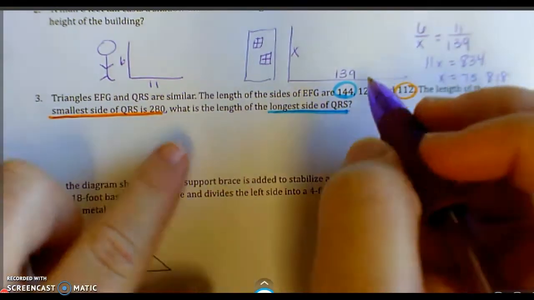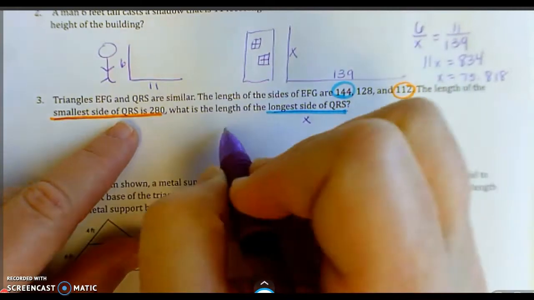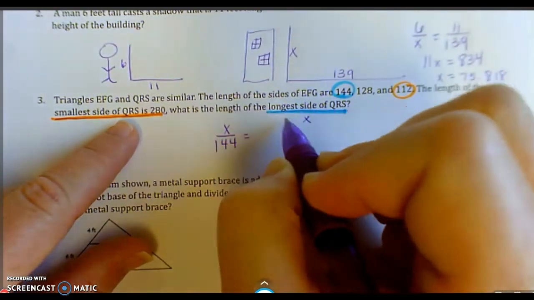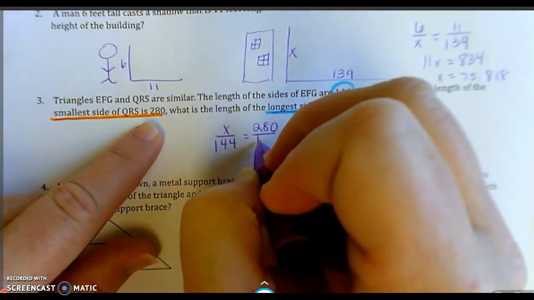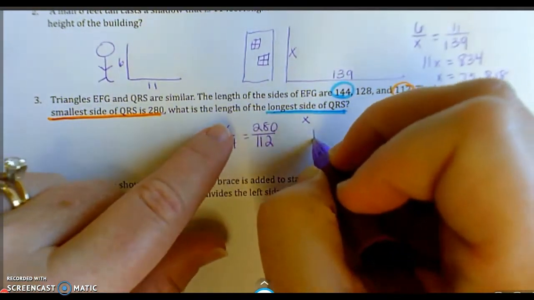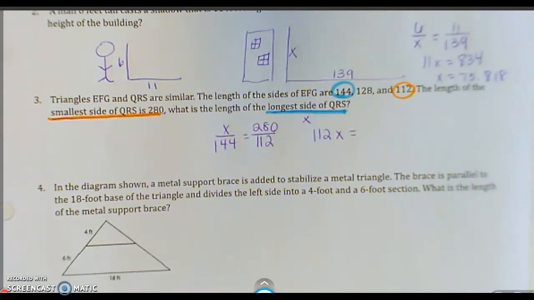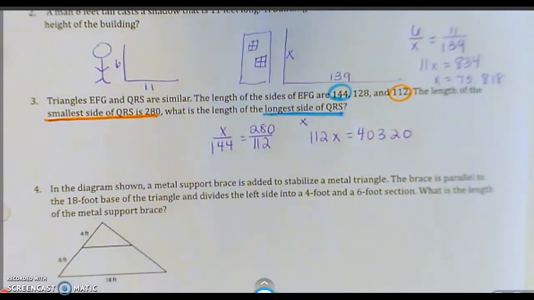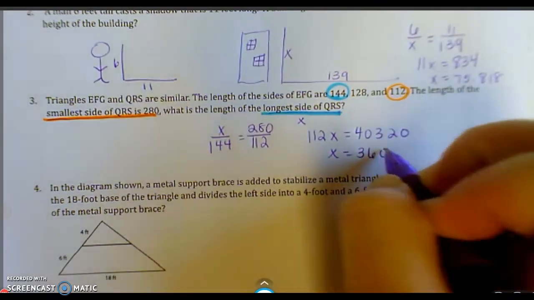So this is x. This is what we're looking for. So I'm probably going to start with the x. So x over 144 because they go together. Notice I started with this one, so I need to start with this one. So 280 over 112. Cross multiply and solve. So we've got 112x equals, and then multiply those two together. Alright, divide by 112. And you get 360.